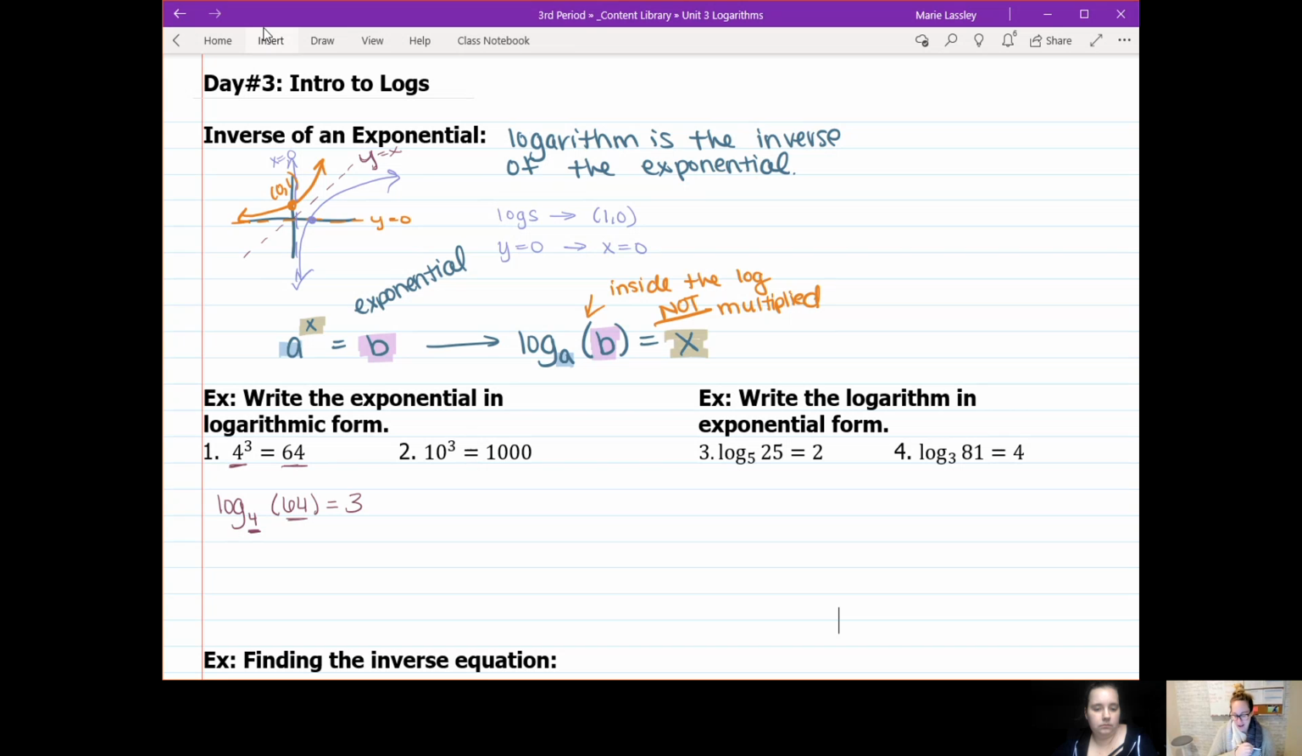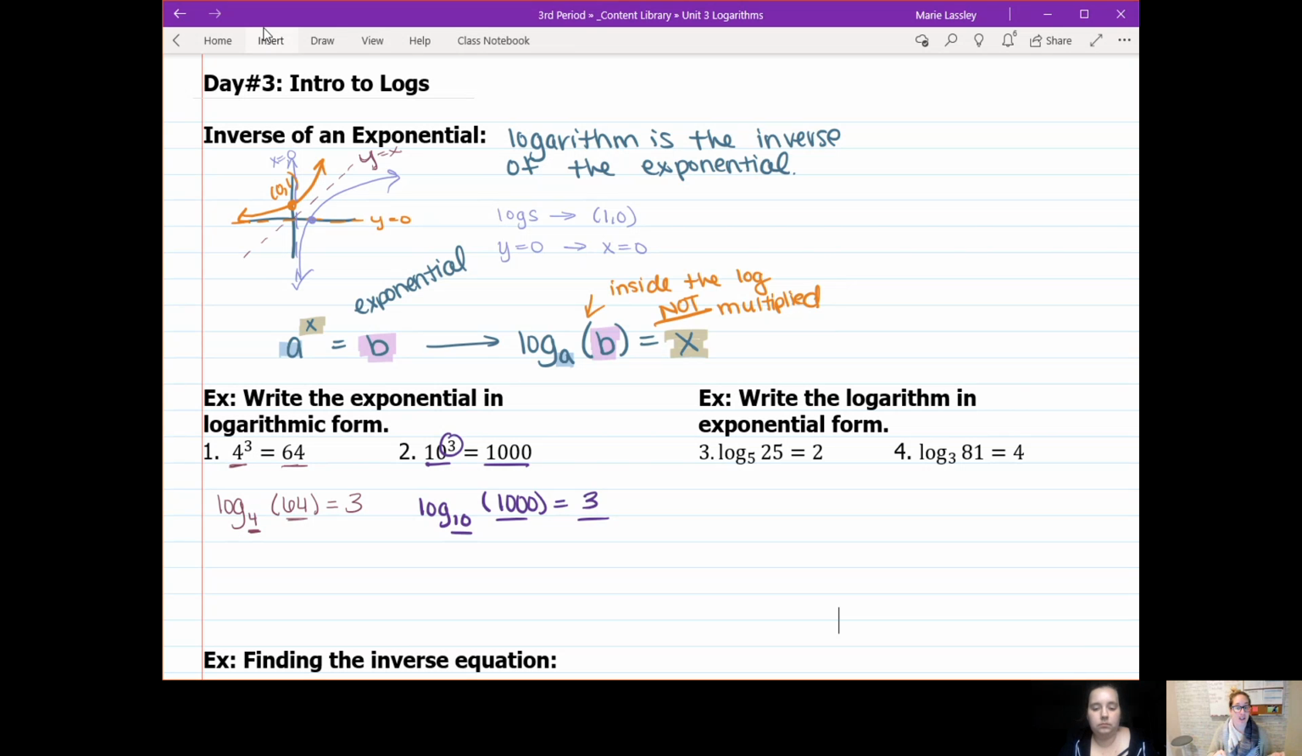All right, let's do the next one. Miss Marker, do you want to walk us through number 2? Sure. For this one, we are going to do essentially the same thing. Remember your base there, which is 10, is going to become the base of the log. Remember the subscript, so it's going to be log base 10. And then your 1000 there is going to be what's inside those parentheses. And then your exponent on that example will become what it's equal to. Absolutely. Perfect.